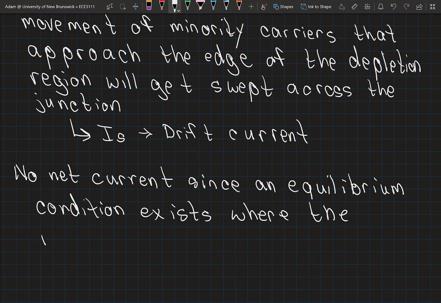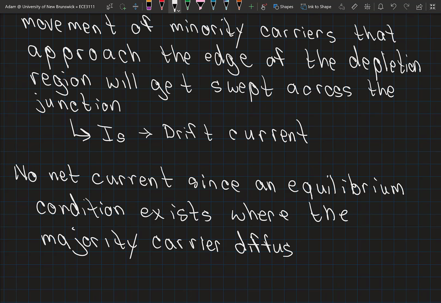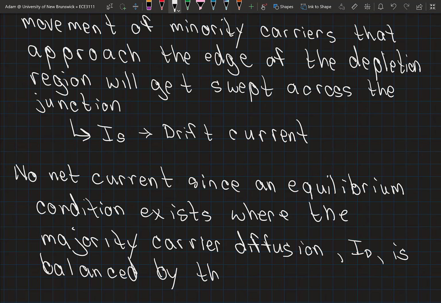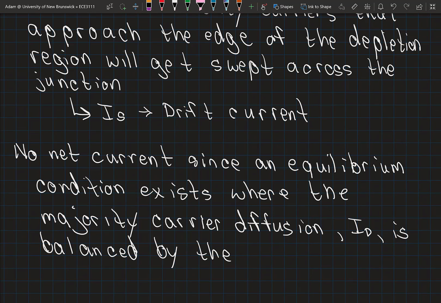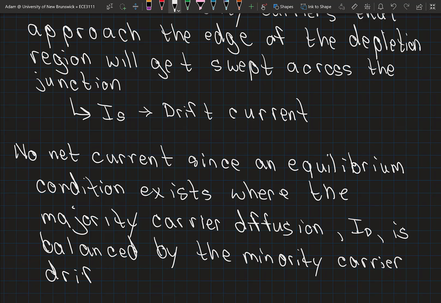Where the majority carrier diffusion, which is I_D, is balanced by the minority carrier drift, I_S.